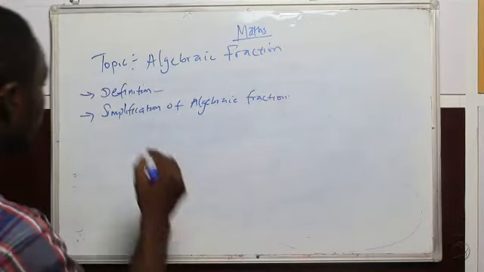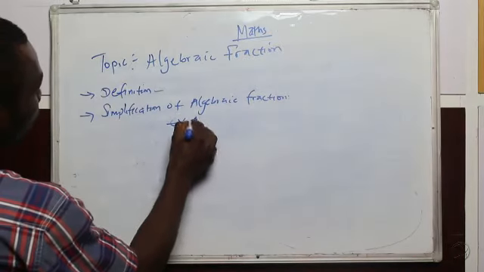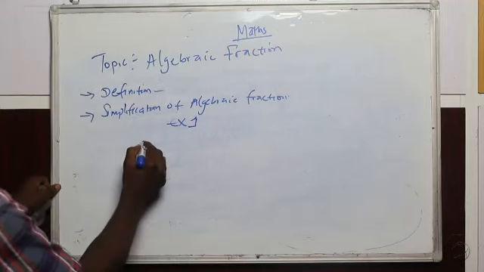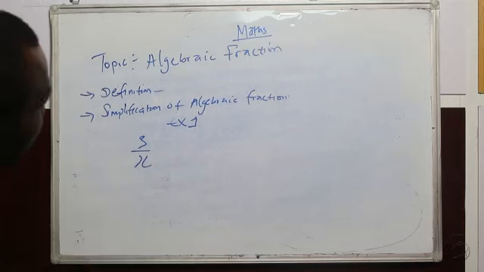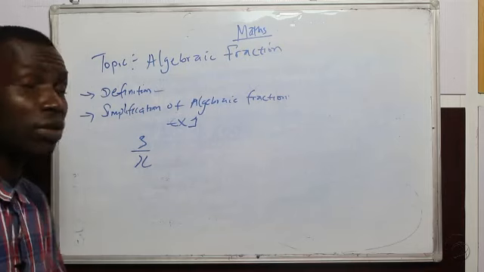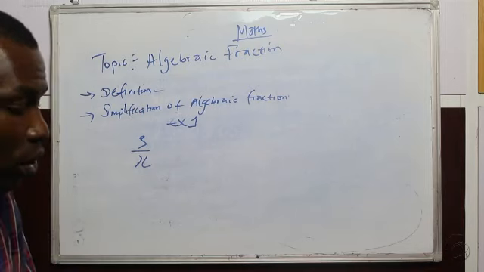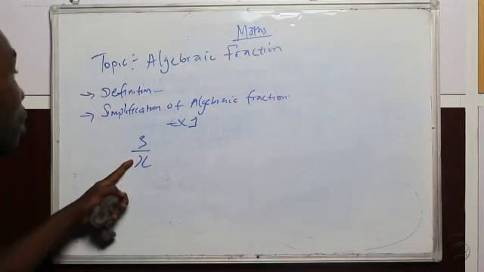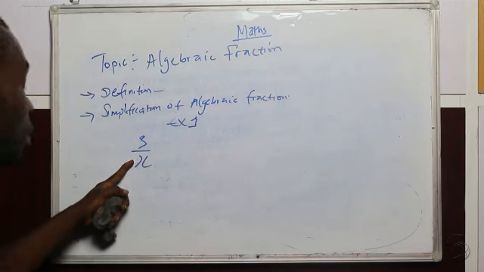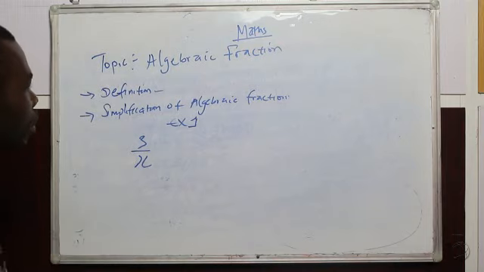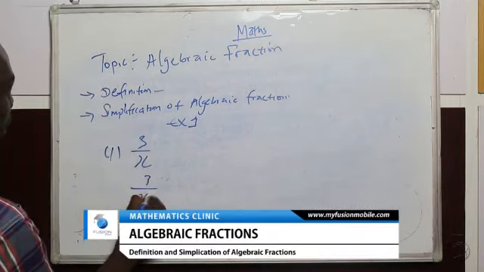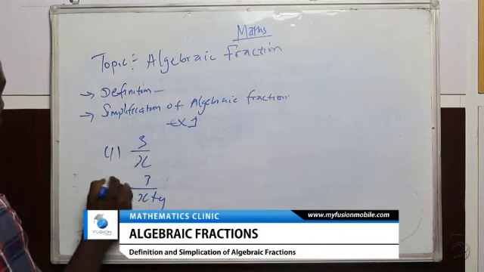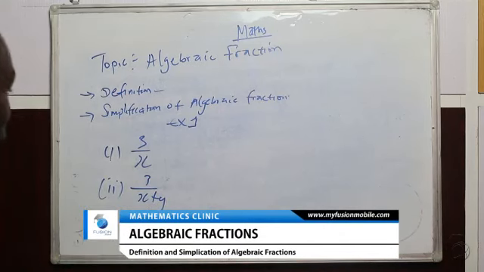For example, if you have 3 over x, this type of fraction is an algebraic fraction because the denominator is expressed in terms of algebra. We also have algebraic fractions like 3 over x plus y, which is also an example of an algebraic fraction. But there are fractions that are not algebraic fractions.